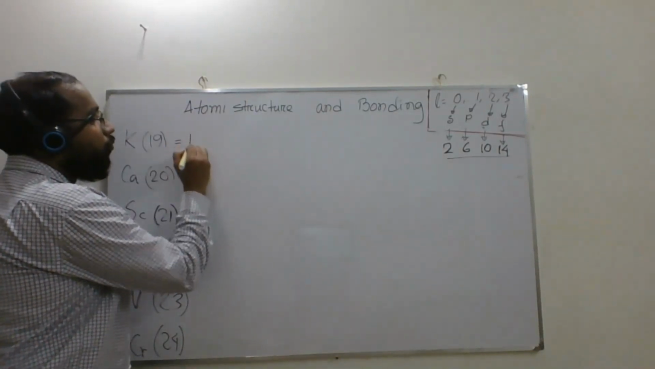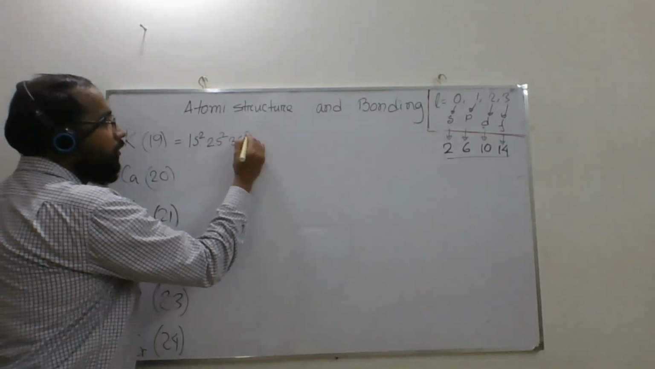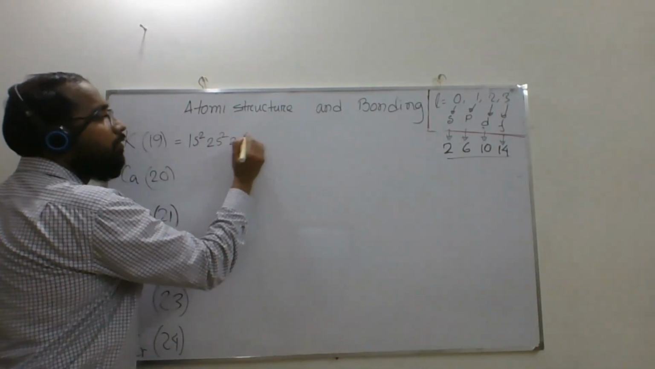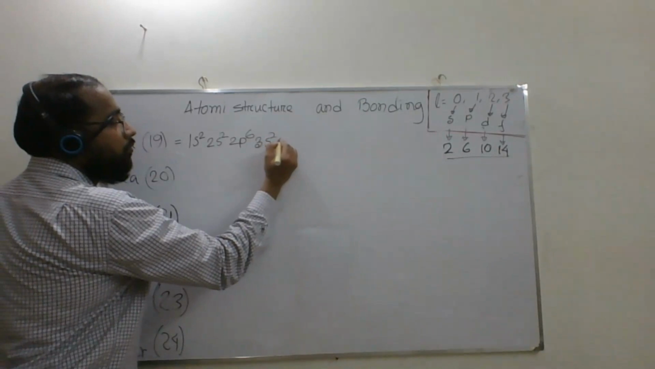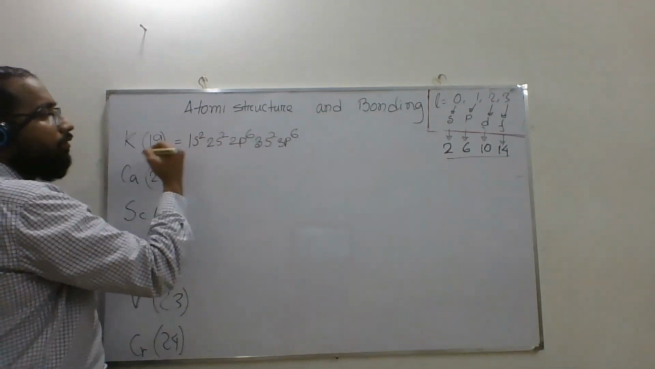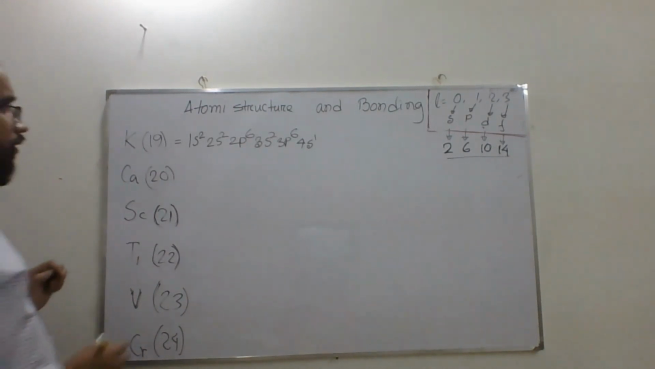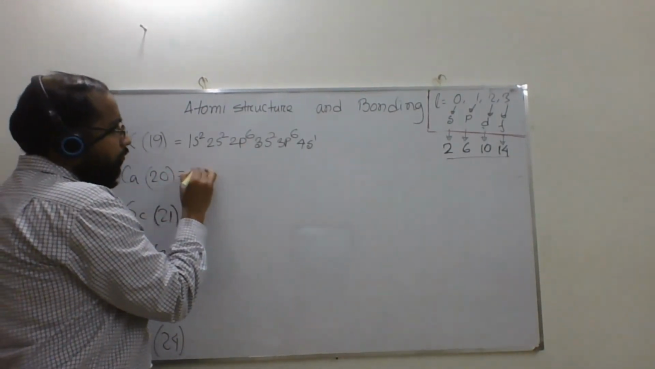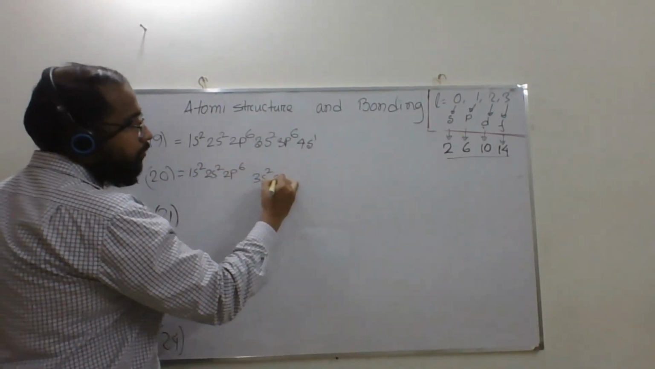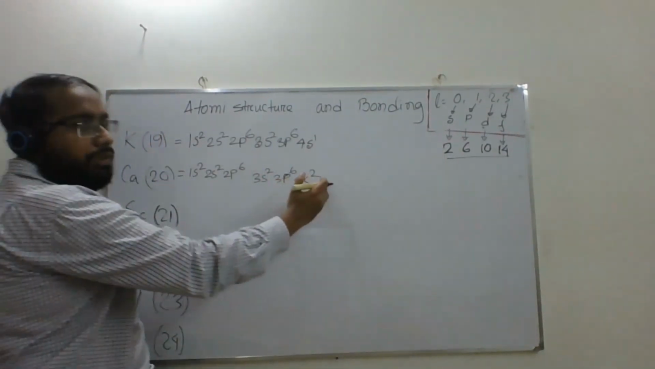Now it will be 1s2, 2s2, 2p6, 3s2, 3p6. So that is 18, and only one is left, 4s1. So for calcium it will be 1s2, 2s2, 2p6, 3s2, 3p6, 4s2, which is 20. Finish. There is no more.